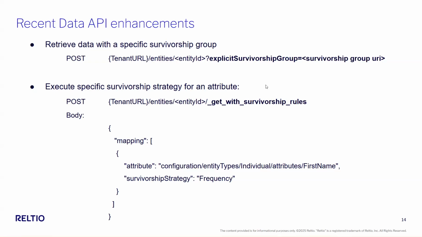If you want to overwrite the default survivorship group, maybe for your testing purpose, or if you want to see what will happen if I change the survivorship group from recency to frequency, then you can also use this API: get entity with an additional optional parameter called get with survivorship rules. In the body, you can provide the exact survivorship strategy that you want to execute. Maybe in your default survivorship group, the first name has recency as the survivorship strategy, but it will get overridden with frequency when this API returns the data, because we have explicitly mentioned it in the request.